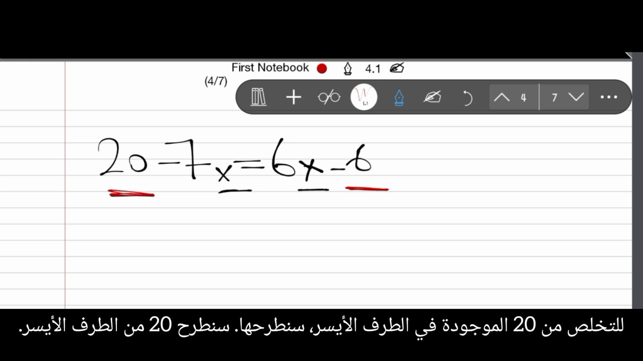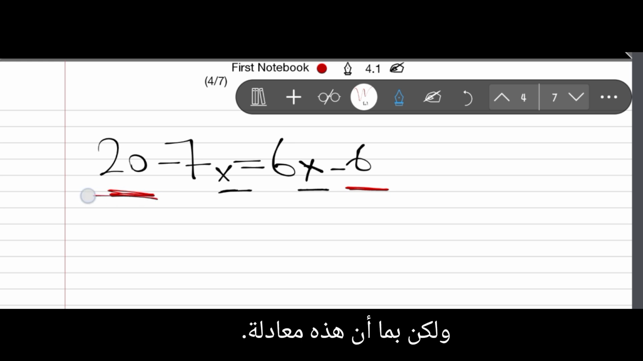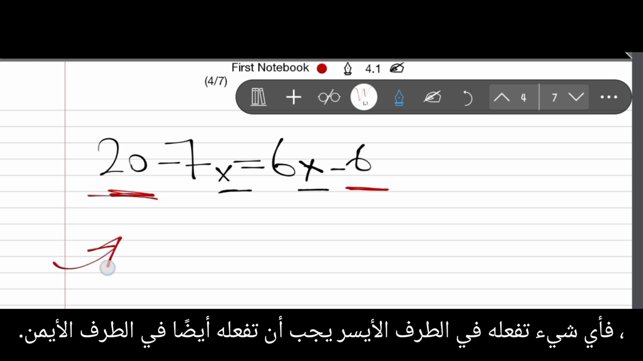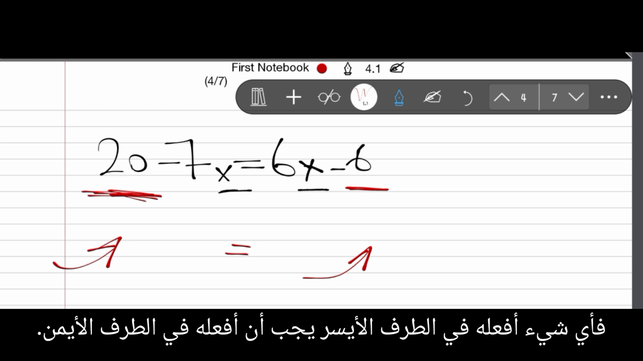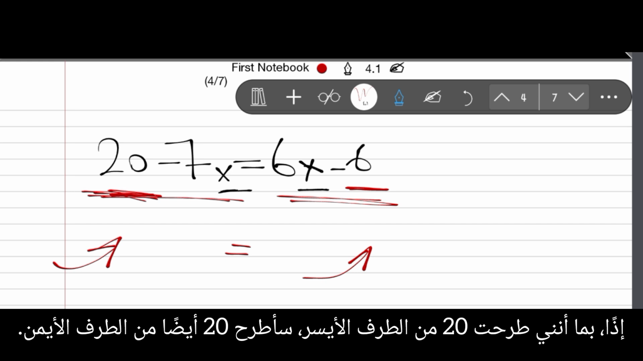So to get the 20 out of the way from the left-hand side, let's subtract it from the left-hand side. But this is an equation. Anything you do to the left-hand side, you also have to do to the right-hand side. If that is equal to that, in order for them to still be equal, anything I do to the left-hand side, I have to do to the right-hand side. So I subtracted 20 from the left. Let me also subtract 20 from the right.